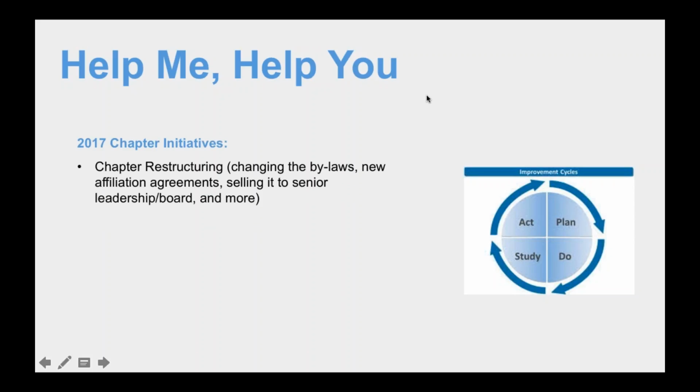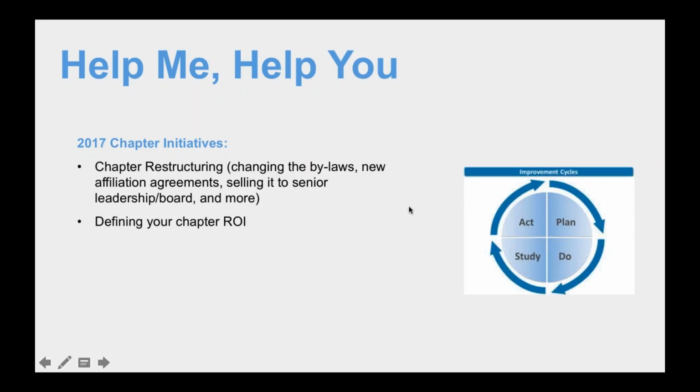So we're going to be doing something. I'm going to announce it on the next slide. That's free, and you can get CAE credits for it. But we talked about setting 2017 chapter initiatives. So that might be your chapter restructuring. We hear about this one a lot. Maybe it's changing the bylaws. Maybe you need to set new affiliation agreements. Maybe it's selling this idea to senior leadership or the board.